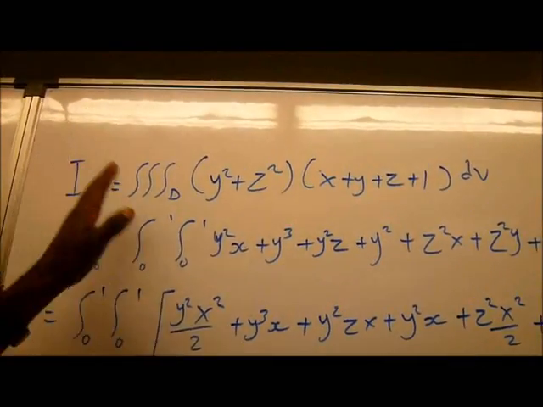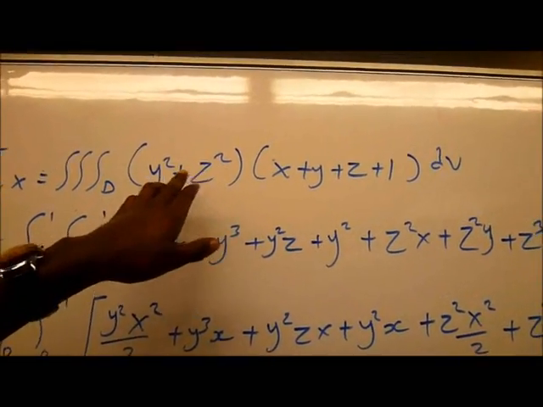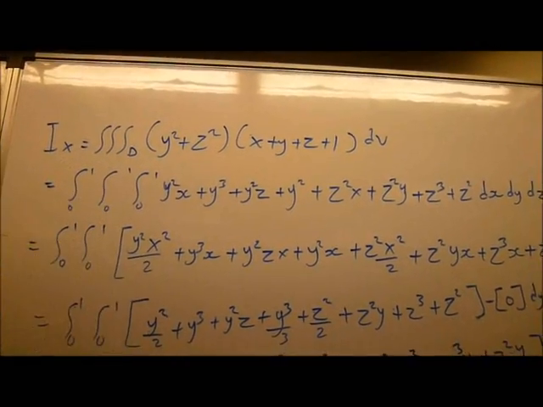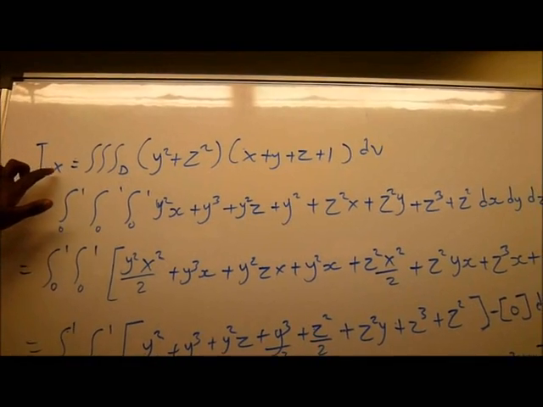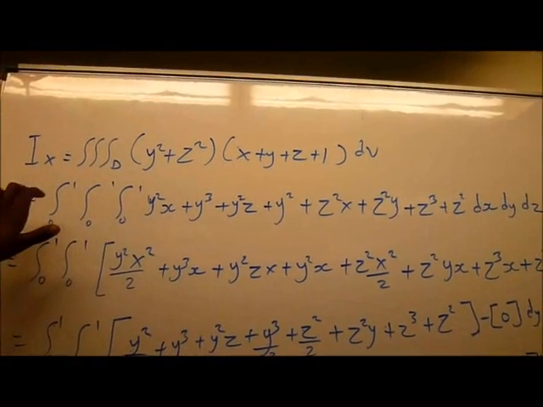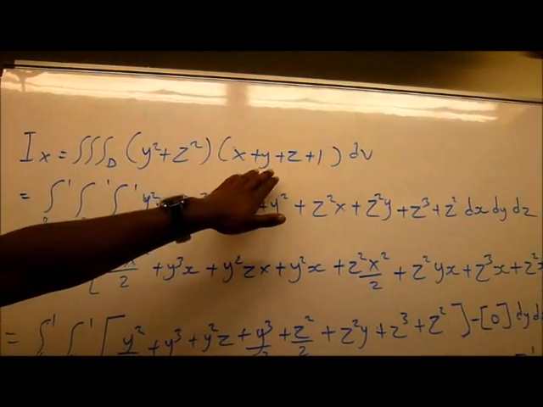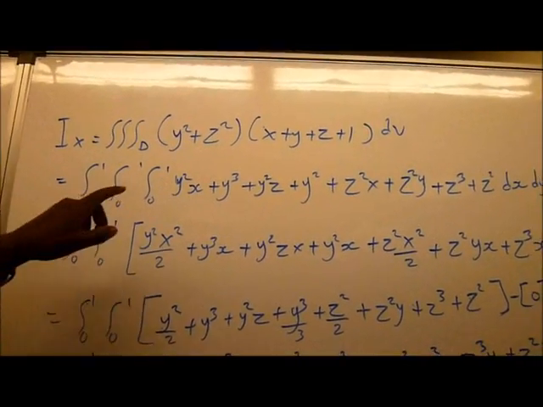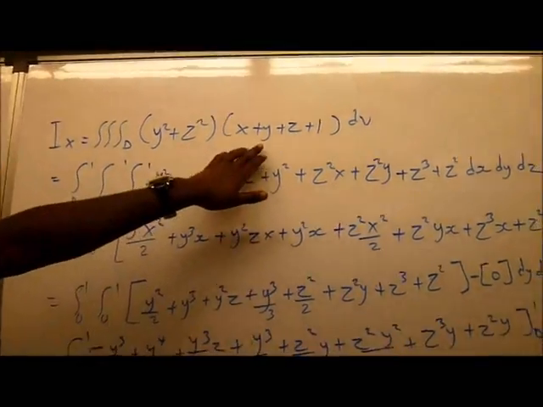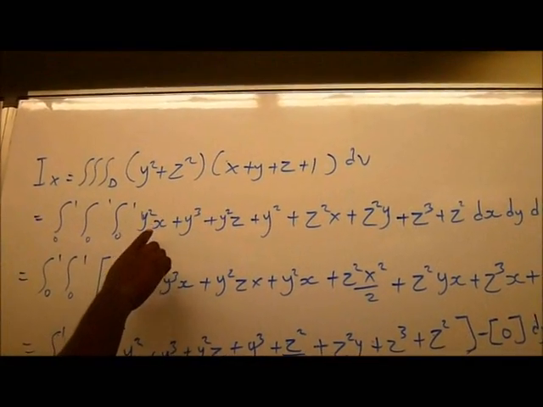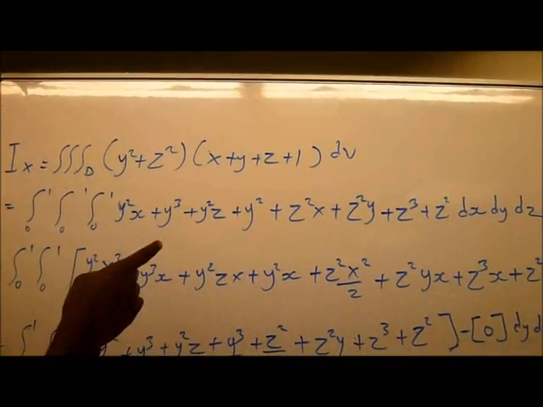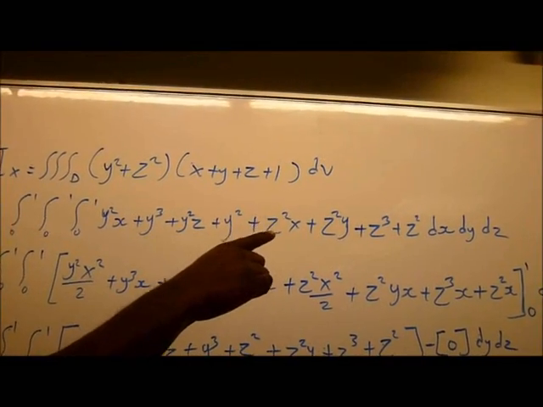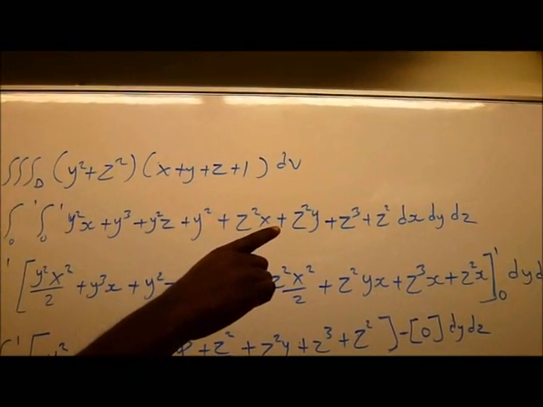There is a formula given: y squared plus z squared times the density function. Since the limit is from 0 to 1, we are going to get the inertia with respect to x. So we are going to triple integrate the density function multiplied by y squared plus z squared. First we multiply this function times this one. Then we get y squared x, y cubed, y squared z, y squared z squared x, then z squared y plus z cubed plus z x, dx dy dz.